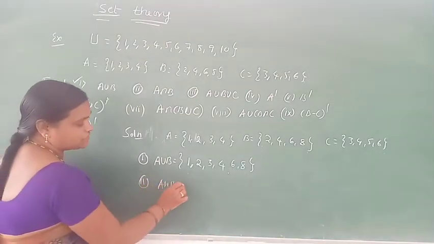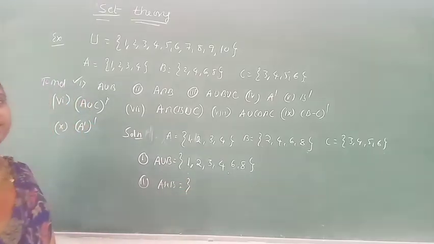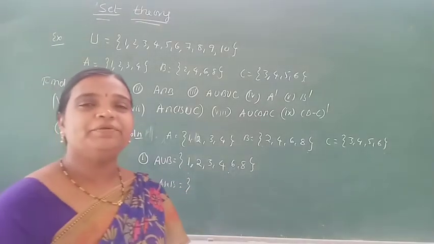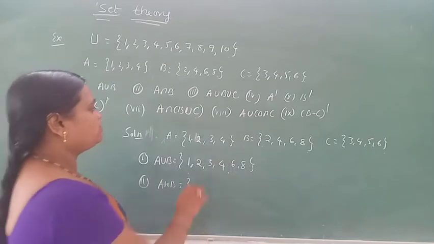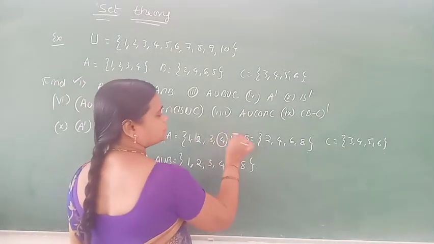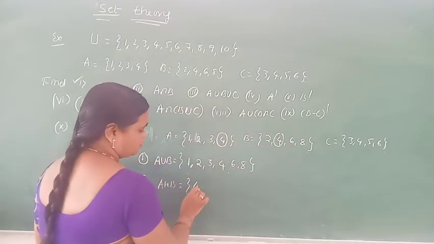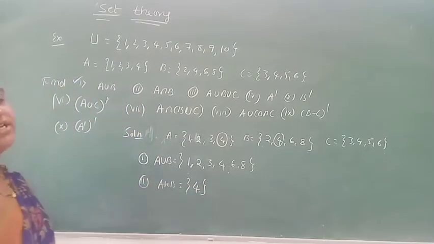For the intersection definition, we know that we take the common elements between A and B. See, the common element between A and B: here 4 is there, here also. Therefore, A intersection B is 4. Okay.